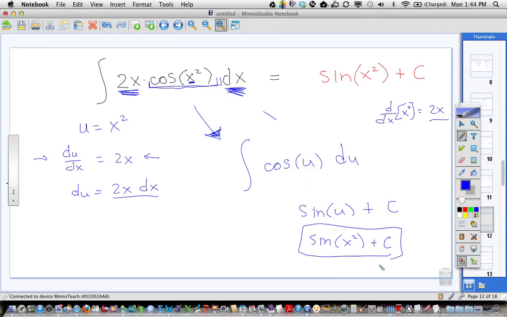Okay? So, basically, here's what the u substitution technique does. It takes an integral that's hard to do, and one we can't just look at and see the antiderivative, and it turns it into a new integral that's easier. That's basically what it does. Okay? Matter of fact, that's most of the antiderivatives we do.